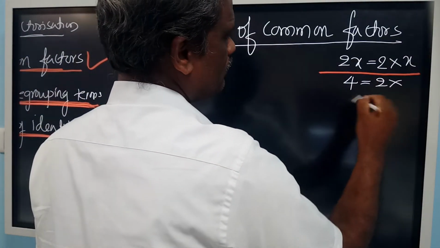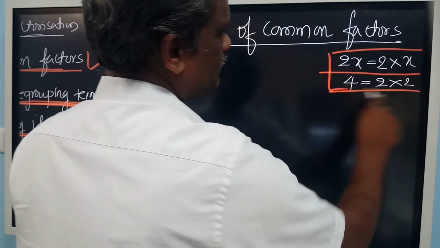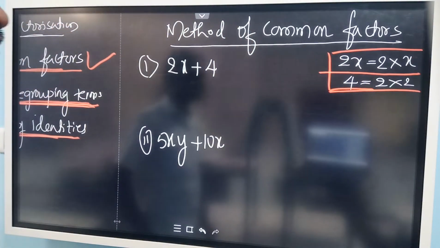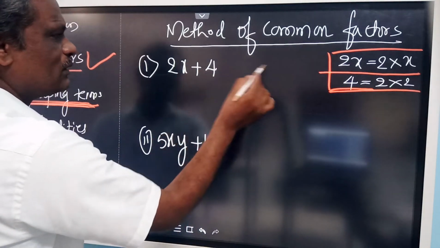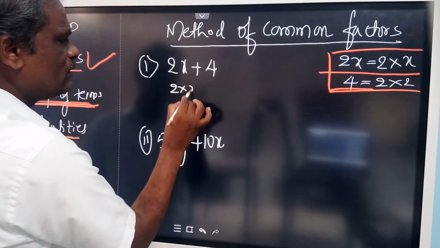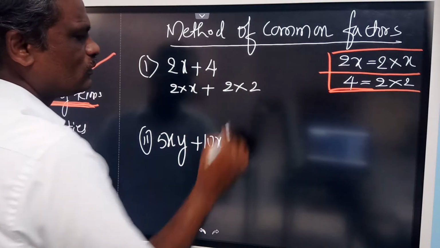2 into 2 into 2. So this is in irreducible form. We have factorized now. Now you write this in this form. 2x we can write 2 into x. Write this plus as it is. 4 can be written as 2 into 2 now.